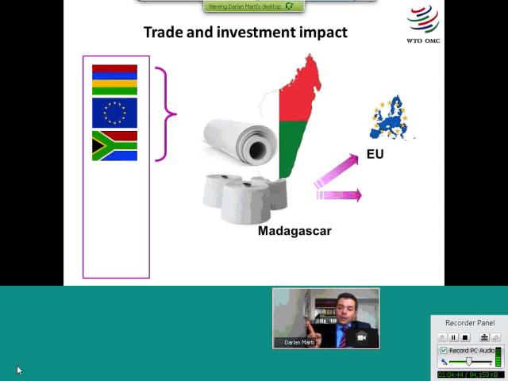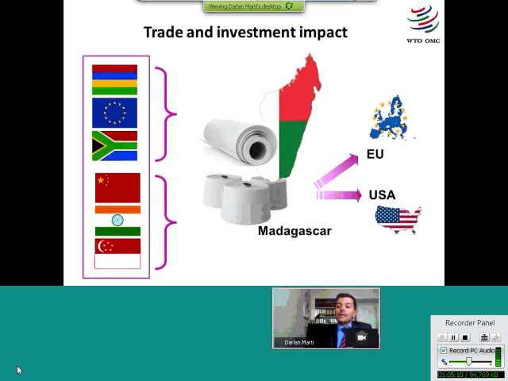In the preferences to the European Union, they could produce garments in Madagascar, but the agreement said they needed to bring the fabrics from an African, Caribbean, or Pacific country, so Mauritius, for instance. They could bring it from the European Union, or they could bring it from South Africa. When exporting to the United States, on the other hand, the preferences of the United States allowed them to bring the fabric from anywhere in the world. It didn't matter where they wanted to bring it from. The only thing that mattered was that they substantially transformed the goods in Madagascar.